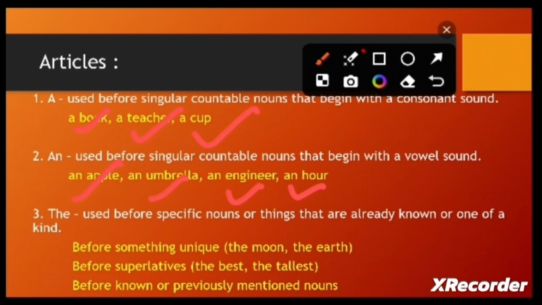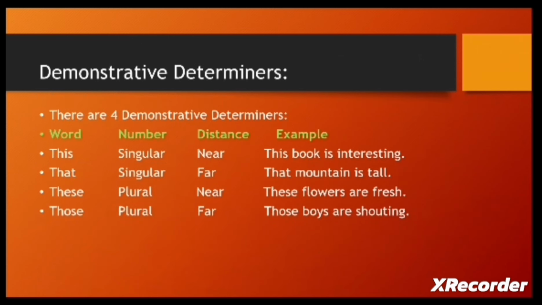Next we have the. This determiner is used before specific nouns or things that are already known, or one of a kind, for example some unique things like the moon, the earth, etc. Before superlative degrees also we can use the, like the best, the tallest, the greatest, the most beautiful. This determiner can also be used before a known or previously mentioned noun. I hope this is clear. So let's go to the next slide.